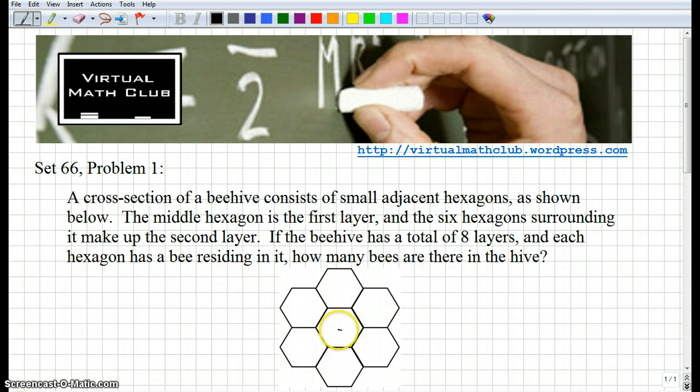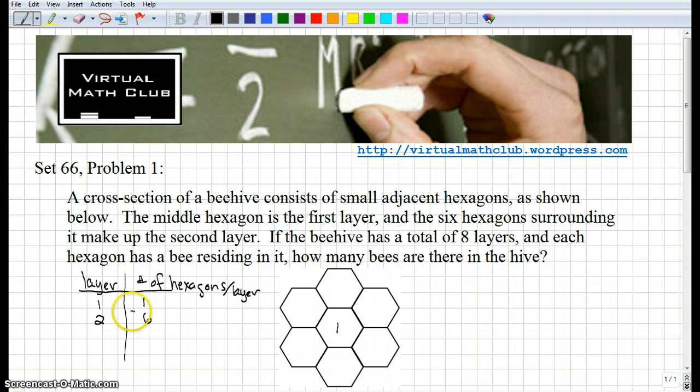Alright, well, we start with 1 hexagon as the first layer. Let's see if we can find a pattern. So if I call this the layer and this is the number of hexagons, we'll keep track. First layer we have 1 hexagon. The second layer we add 6 more hexagons, 1 for each side. So 1 layer, 1 hexagon. The second layer we add 6 additional hexagons. So, I should say this is the number of hexagons per layer.